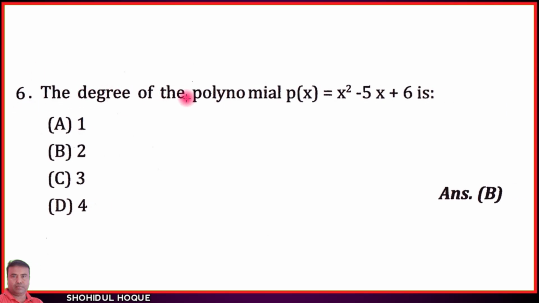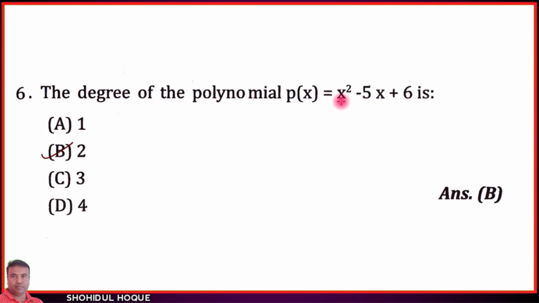Next, question number 6. The degree of the polynomial p(x) = x square minus 5x plus 6 is option A 1, option B 2, option C 3, option D 4. Correct option B, 2. You can see from this expression, the degree means the maximum power on the variable.